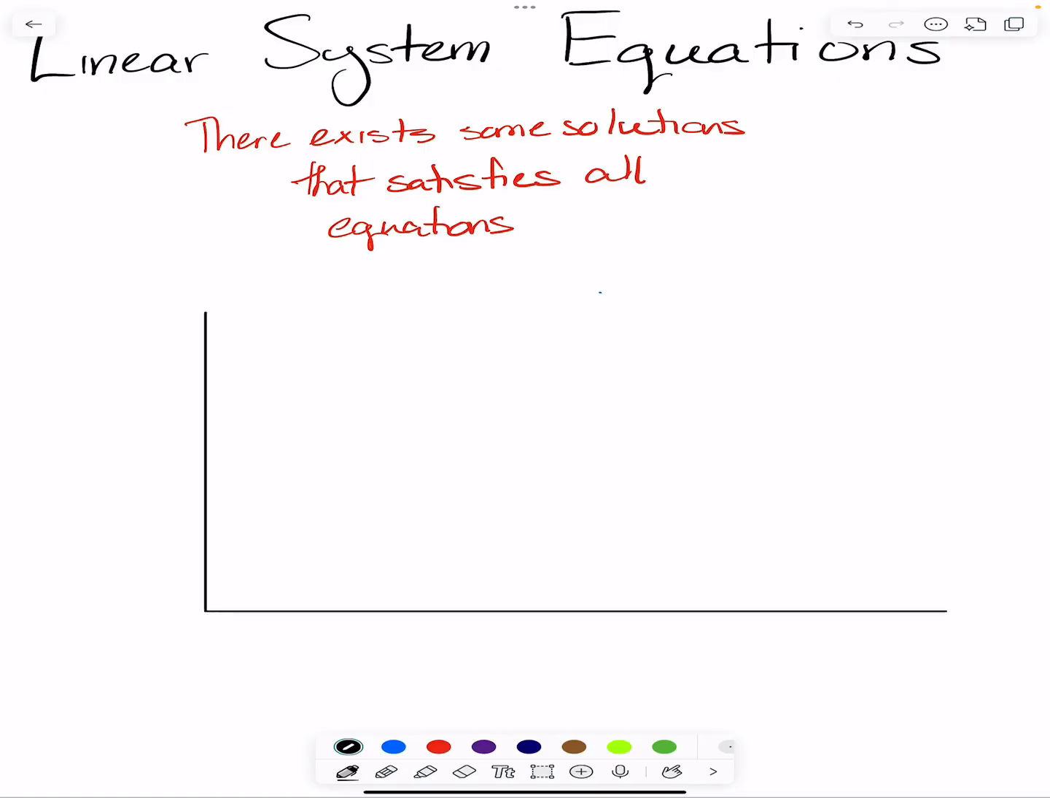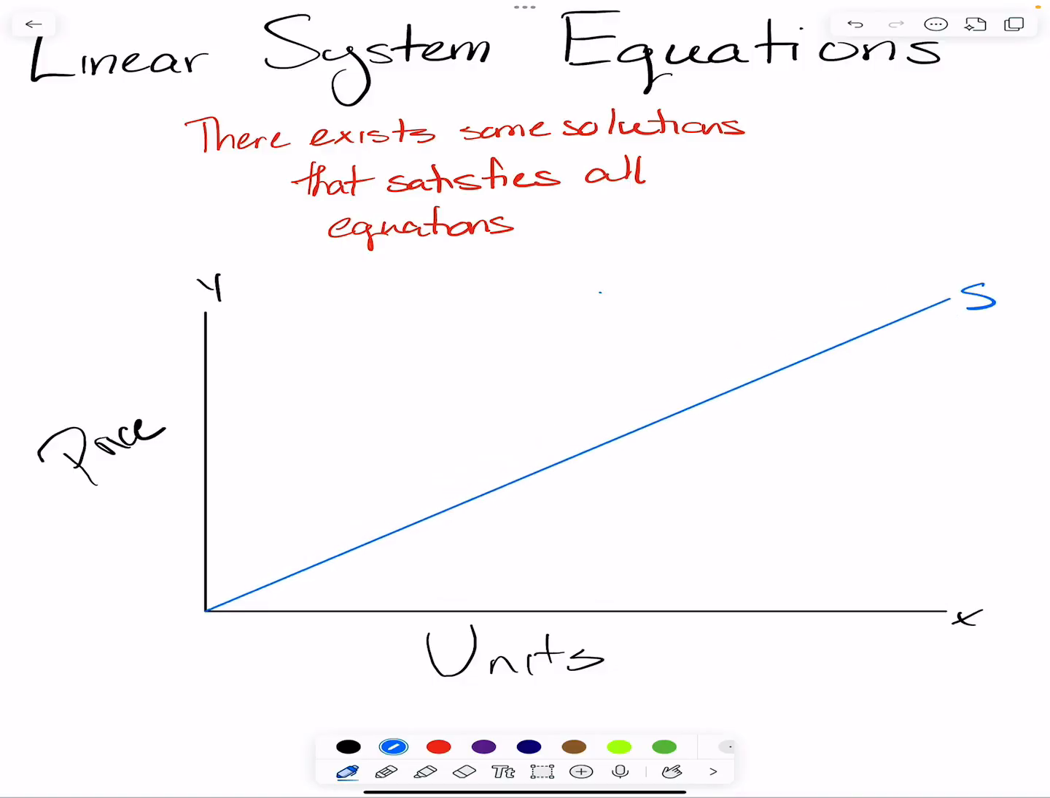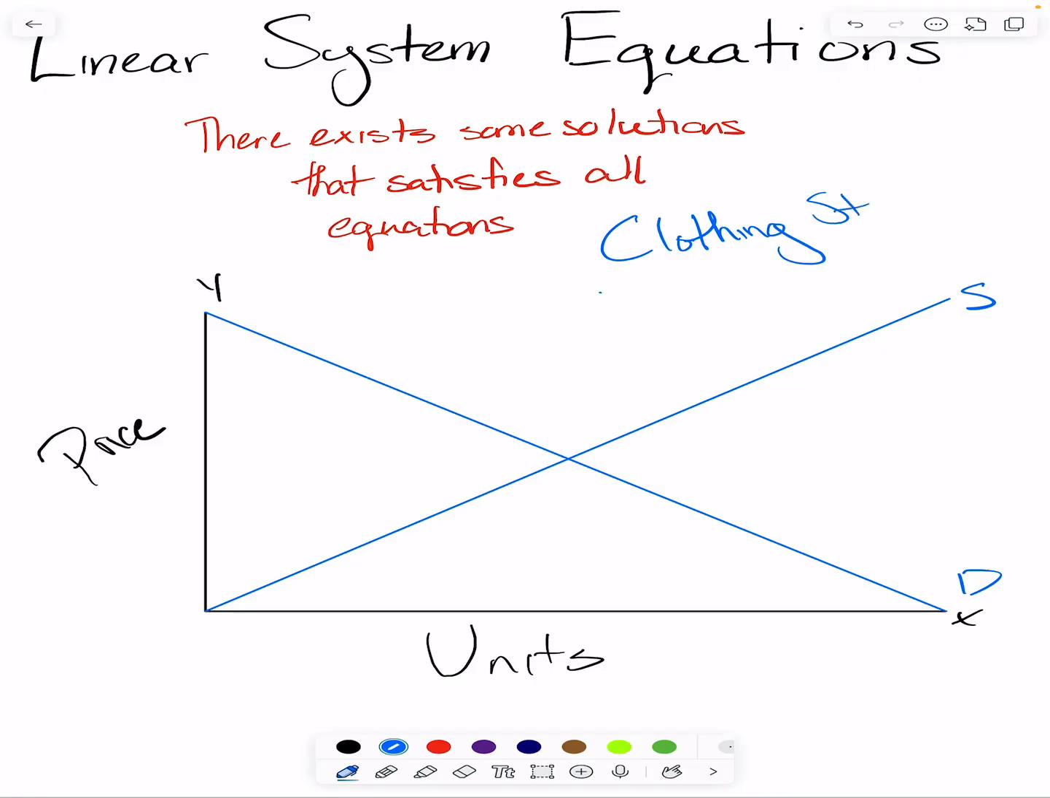So let's say, for example, I have two different equations. On the x-axis, let's say I'm plotting units. On the y-axis, let's say I'm plotting price. And let's say I have two different linear equations, supply and demand. So this is a free market exchange plot, standard in economics. Let's say this graph is representing some clothing store, maybe Under Armour or Asics or Nike or whatever the case may be.